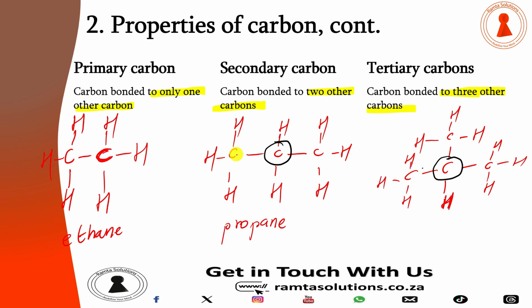For example, now let's look at these ones. This one is primary. This one is secondary. Right? This one is primary. This one is primary. This one is tertiary. This one is primary. And this one also is primary. Can you see that? These are the types of carbons, the way your carbons are bonded.